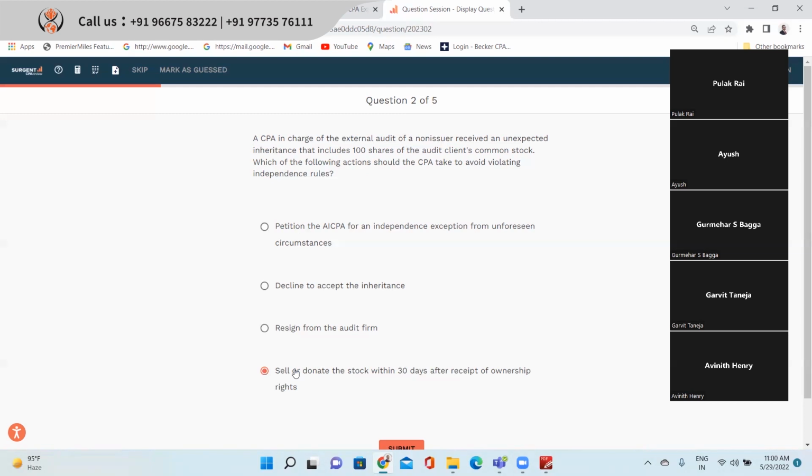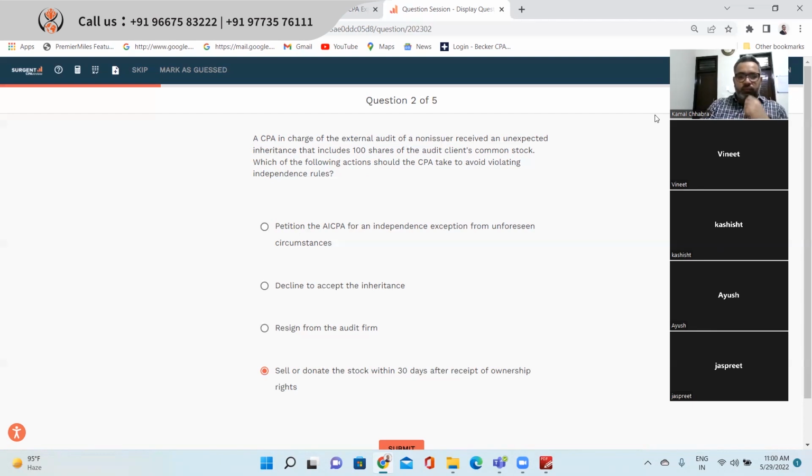Fourth one, sir. How about others? Fourth one. The first cannot be there because there is no independence exception, such kind of a thing which can happen. Either you perform the audit or you leave the audit of the entity. That's what I think. And as for the inheritance, why would he decline it? It is coming to him as a bonus.